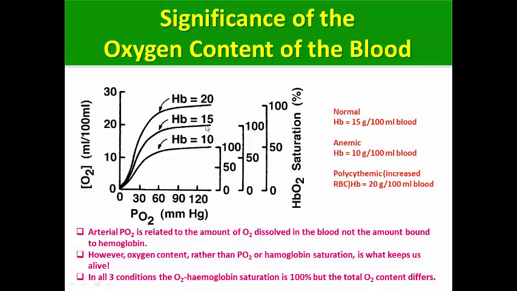So in this diagram we have three conditions. We have here a subject where the hemoglobin concentration is 15 grams in each 100 milliliters of blood, which is normal. And we have an anemic subject where the hemoglobin concentration is 10 grams in each 100 milliliters of the blood. And we have here a polycythemic subject where the hemoglobin concentration is 20 grams in each 100 milliliters of the blood. In all these subjects, the oxygen saturation at a partial pressure of oxygen of 100 is 100%.